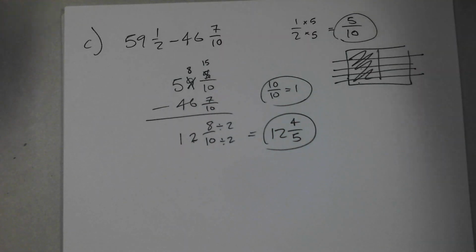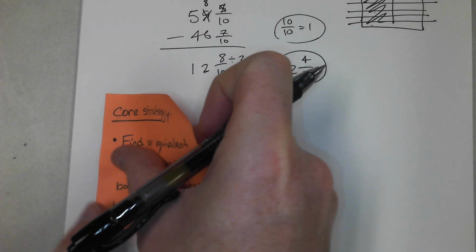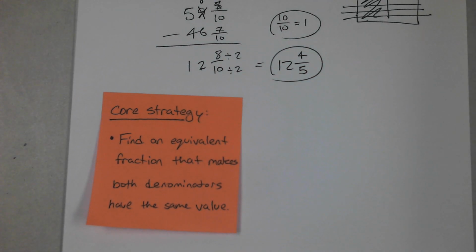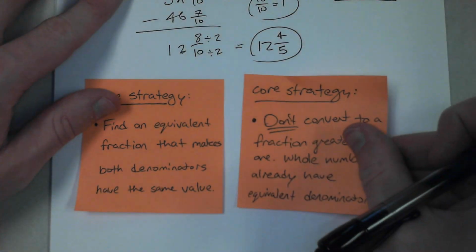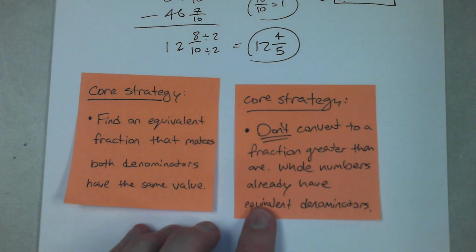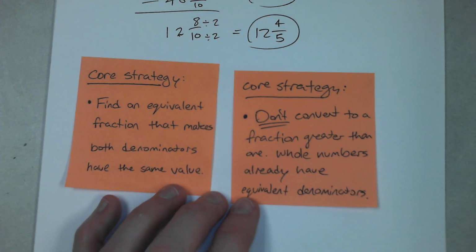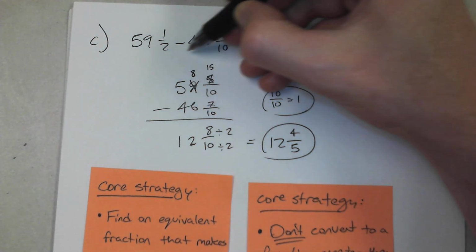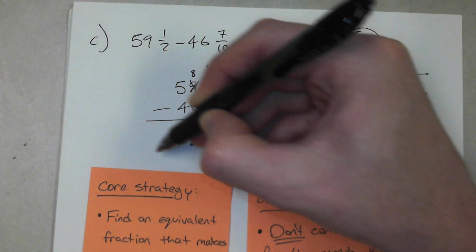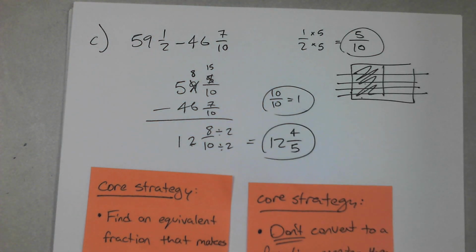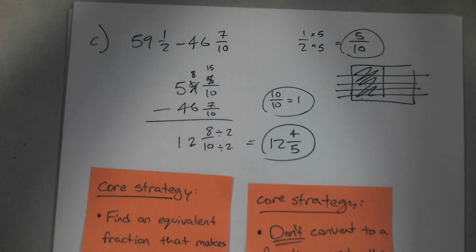Okay, so strategies to keep in mind. Just like normal, find an equivalent fraction that makes both denominators have the same value. But when you're dealing with mixed numbers, don't convert to a fraction greater than 1. Keep it a mixed number because whole numbers already have equivalent denominators. Finally, set it up vertically like a whole number addition or subtraction problem. That will prepare you for regrouping much more efficiently.